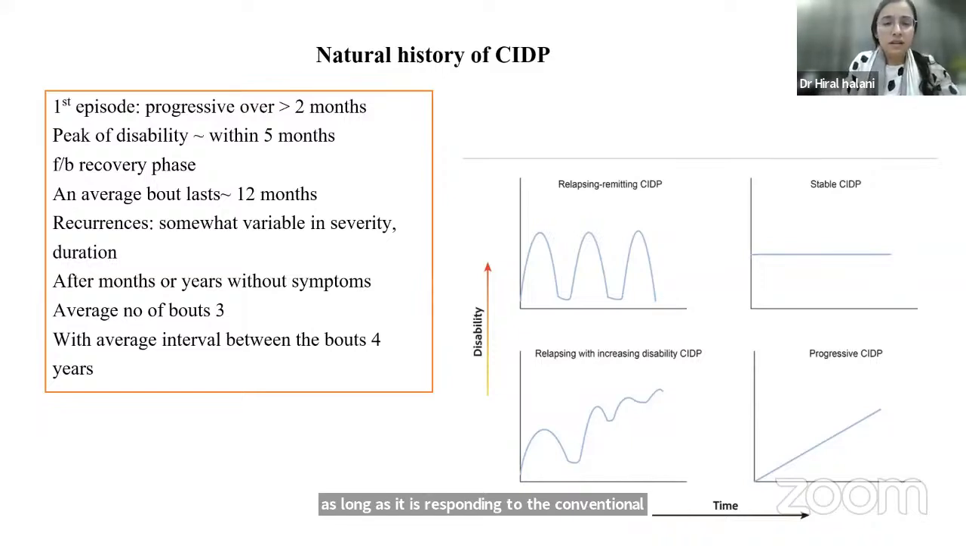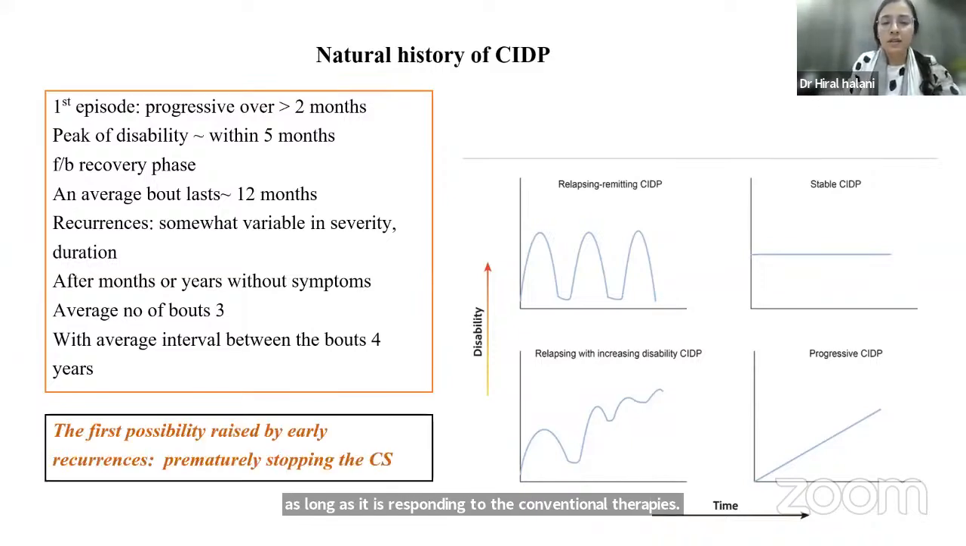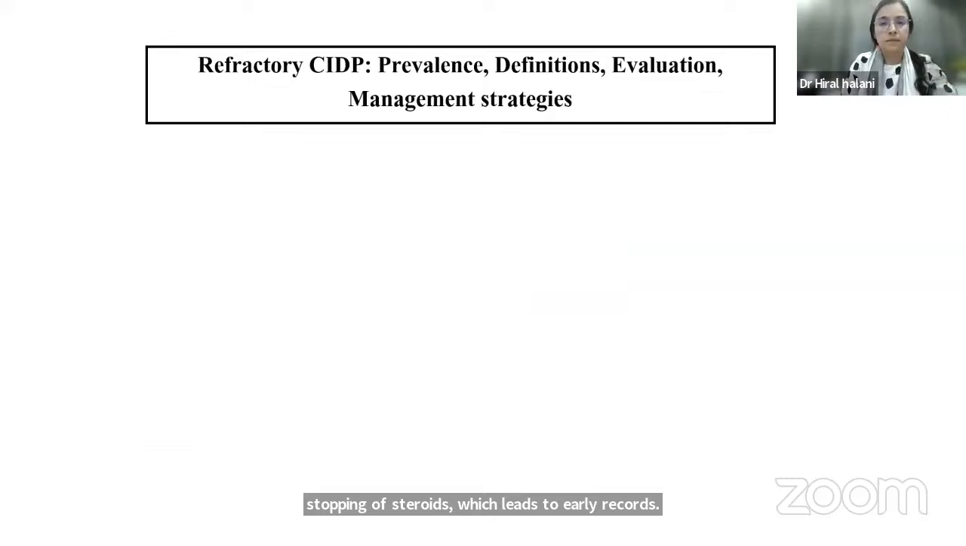Even when early recurrences were studied in CIDP, the first possibility found was premature stopping of steroids, which leads to early recurrence. So this again does not qualify as refractory CIDP.